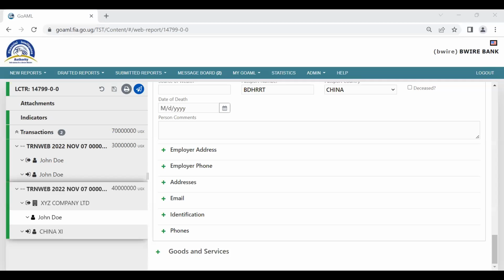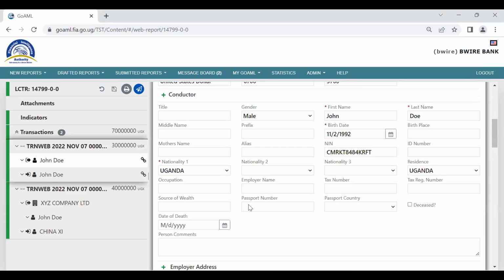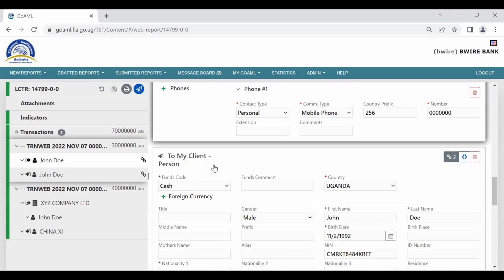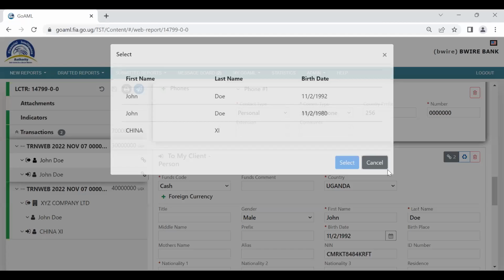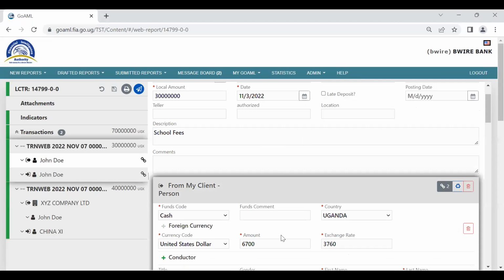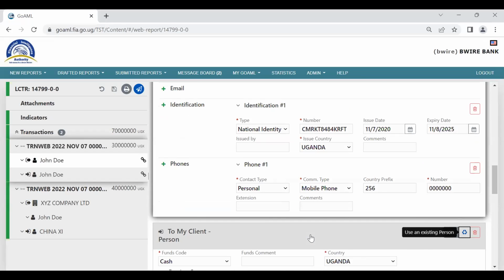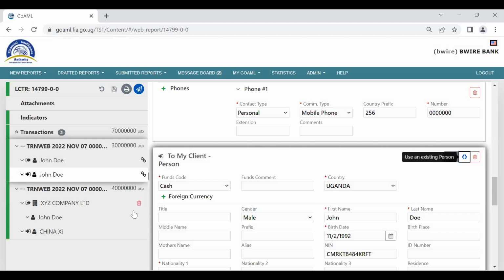Just the difference, maybe I can just take you back for Forex. It's the same person who walked in with the dollars, same person walking out with UGX. So most times you just click here to pick that person. You don't need to type their details again. Once you've captured them on the from side, when you come to the to side, you don't need to recapture them. You just click on this and select them and their details will come automatically.